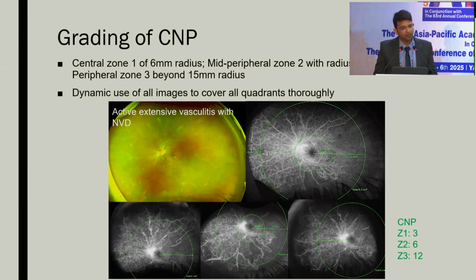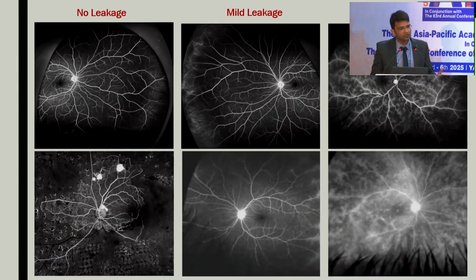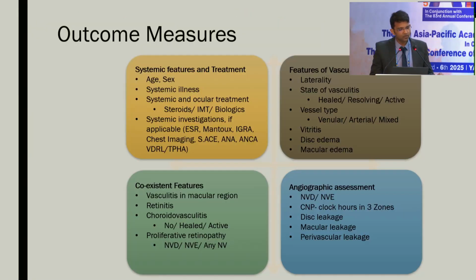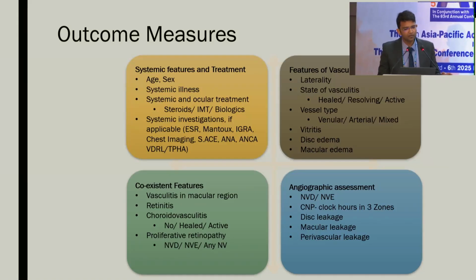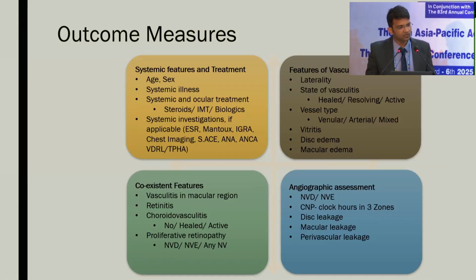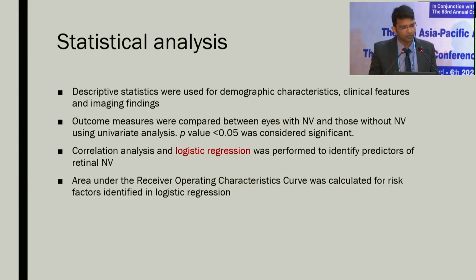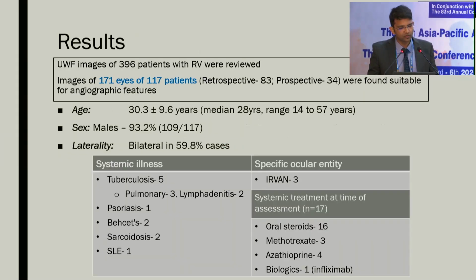radius. Now, all the images in the phase were used to cover all the quadrants thoroughly, and then clock hours in zone 1, zone 2, zone 3 were identified. Leakage was categorized as no leakage, mild leakage, and profound leakage, both for perivascular or capillary leakage and disc leakage. The outcome measures were systemic features and treatment parameters, then features of vasculitis, coexistent features, and angiographic parameters. Logistic regression was performed to identify predictors of neovascularization.